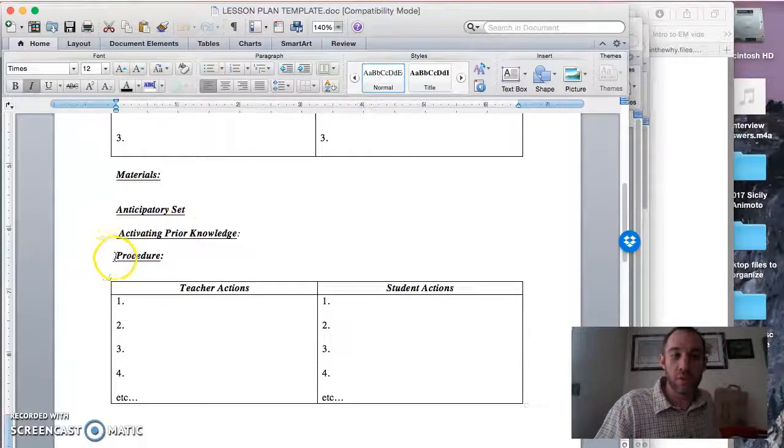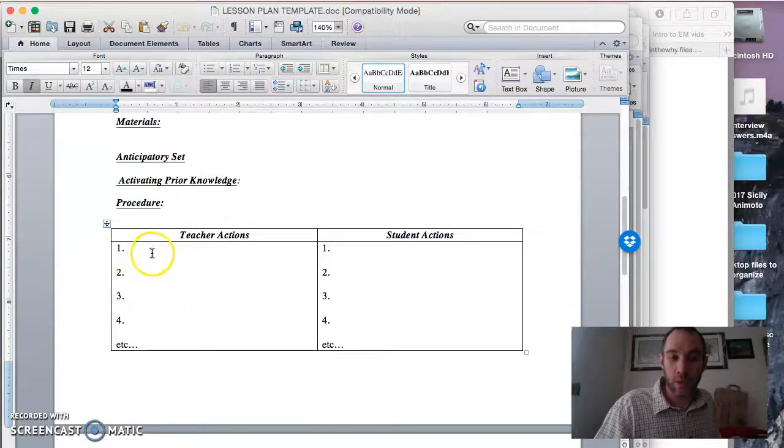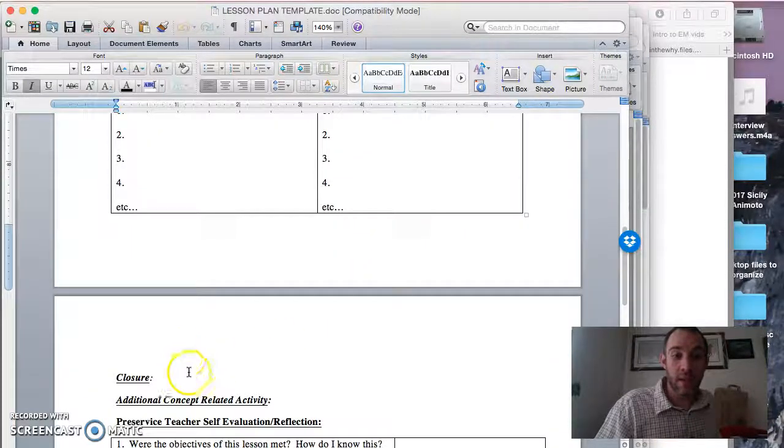And then your specific procedures broken down into what you are going to do, what your role is as a teacher, and what the students are going to do. So every single step of the way, you're going to be doing something, but it's not just you. It's also what the students are doing as well. And then you should end with some sort of closure that will help link this class to the next class. This is your long and short-term planning.